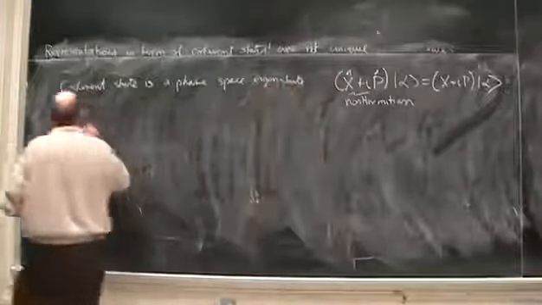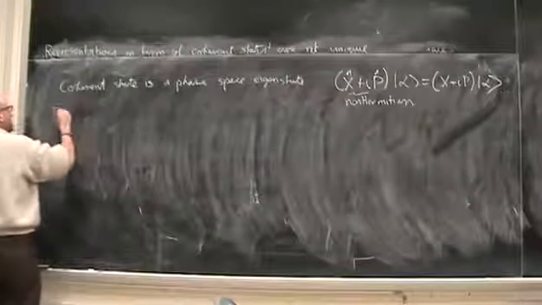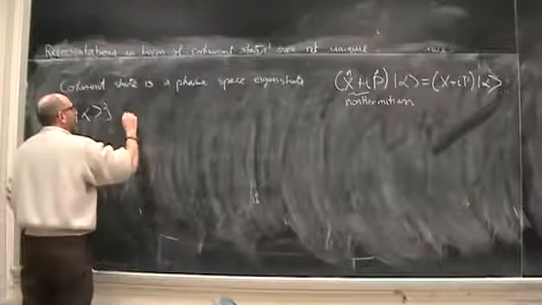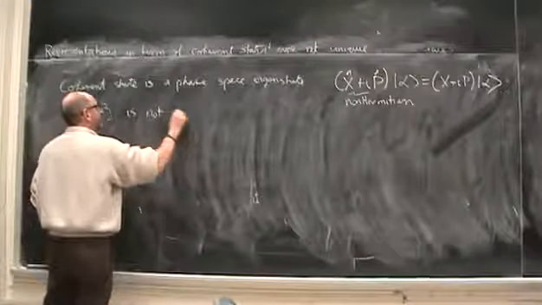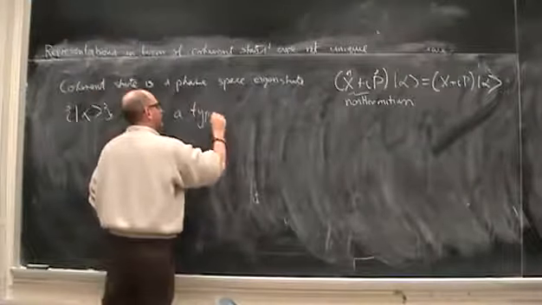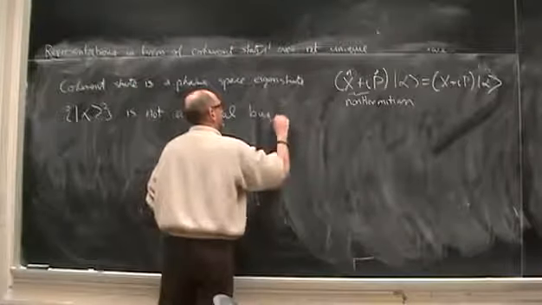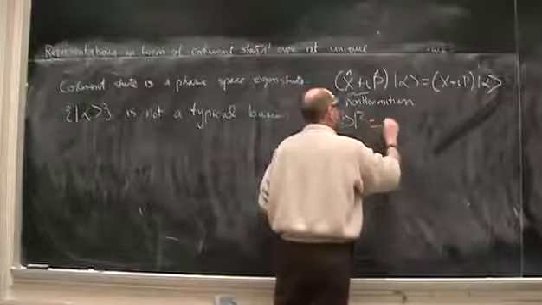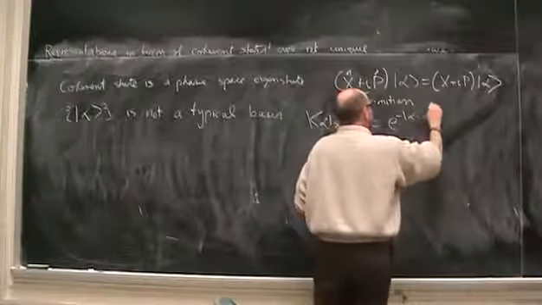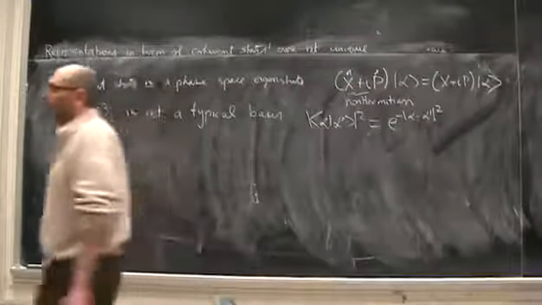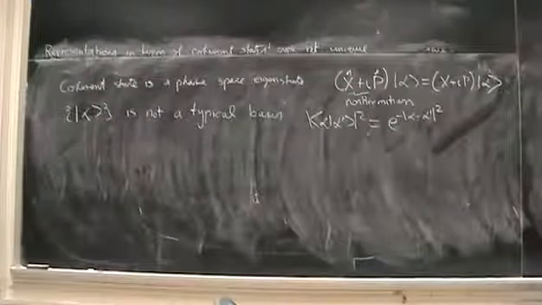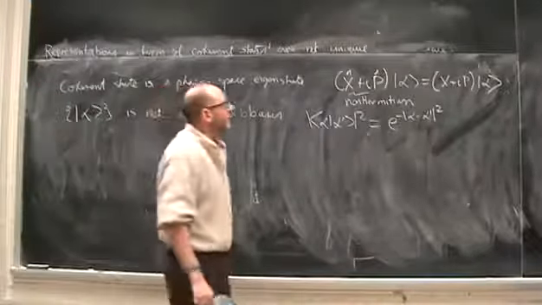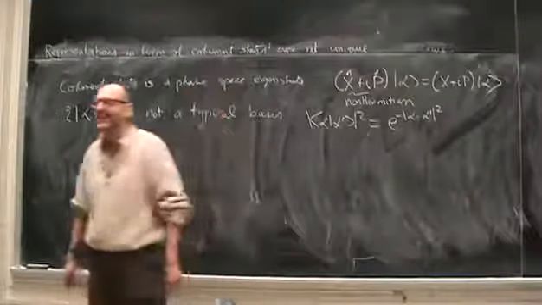In fact, we know that the set of states is not a typical basis. The states are non-orthogonal. Their overlap is non-zero. It depends on the Gaussian fall off, but it's not zero. No matter how big alpha is, it's actually not zero.